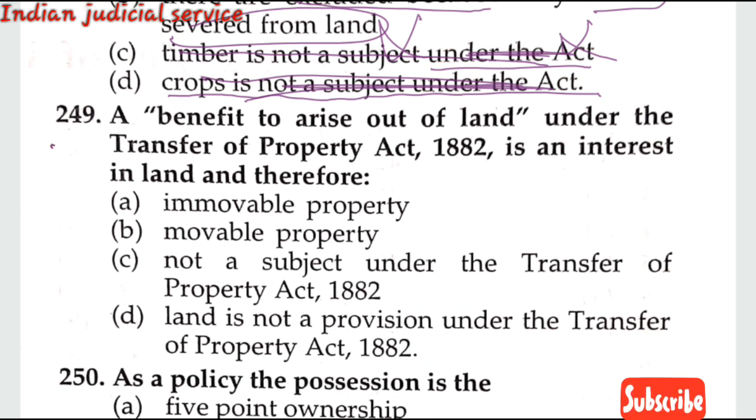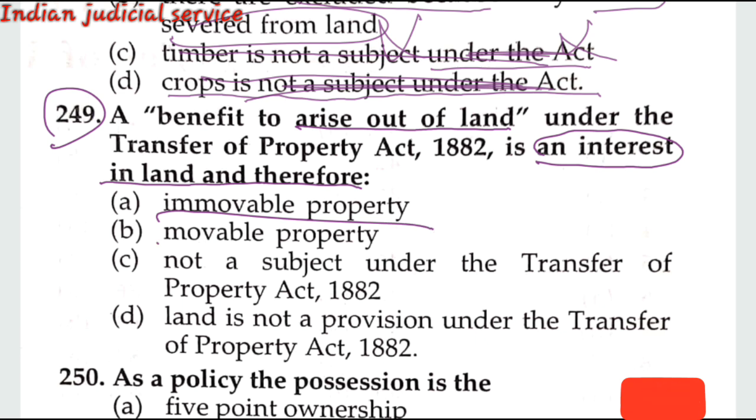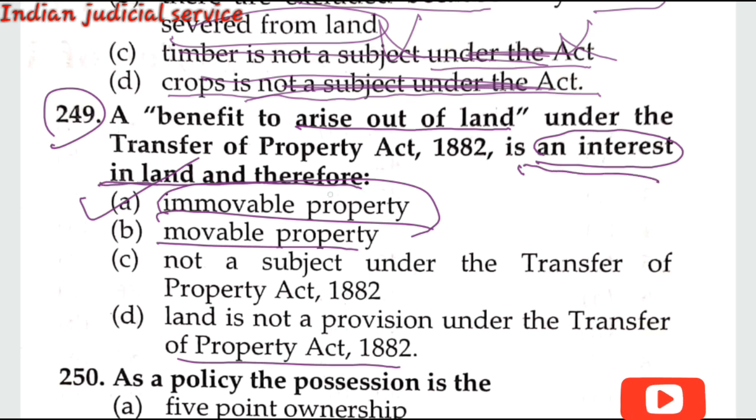Now come to question number 249. The benefit to arise out of land under the Transfer of Property Act 1882 is an interest in land and therefore: option A, immovable property; option B, movable property; option C, not a subject under the Transfer of Property Act 1882; and option D, land is not a provision under the Act. So our answer here is option A, immovable property, because a benefit arising out of land is an interest in land, therefore it is immovable property.